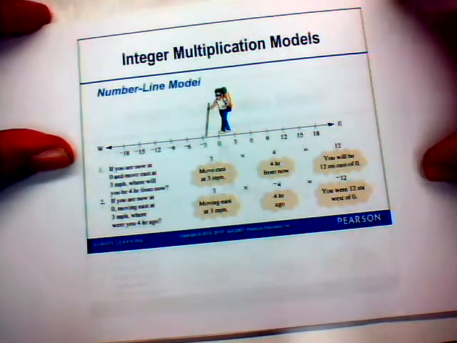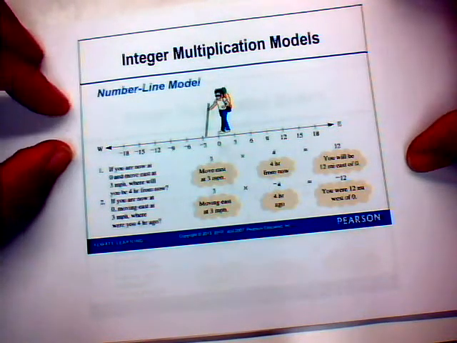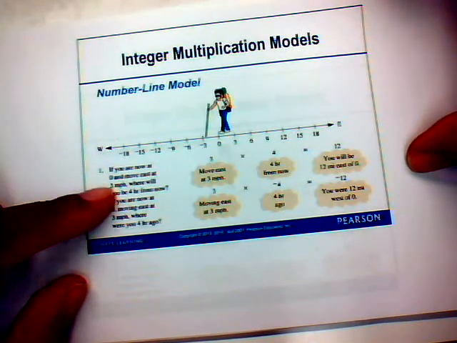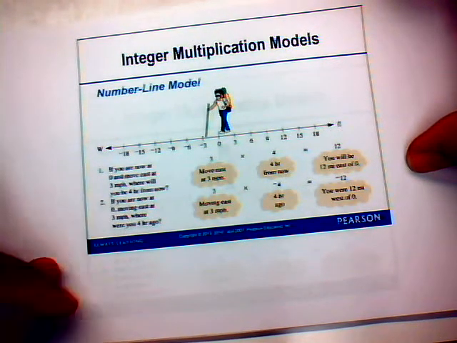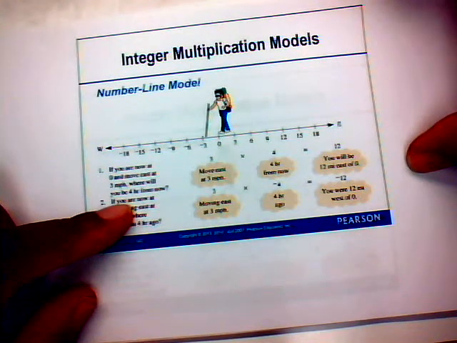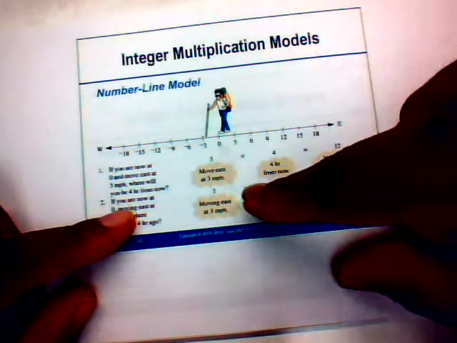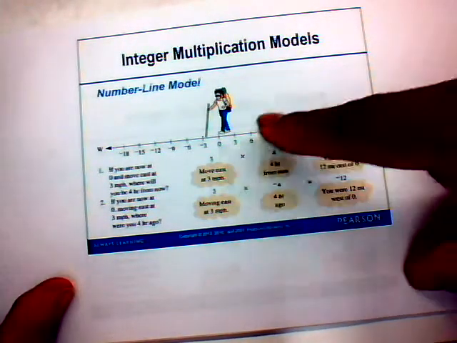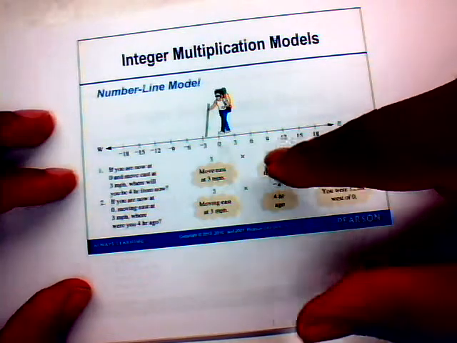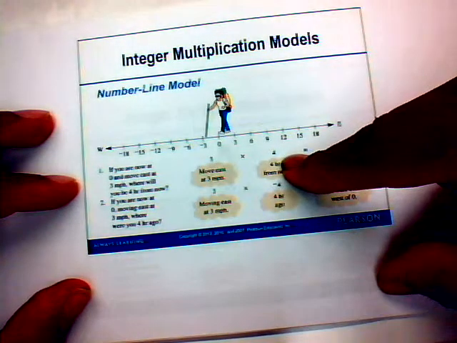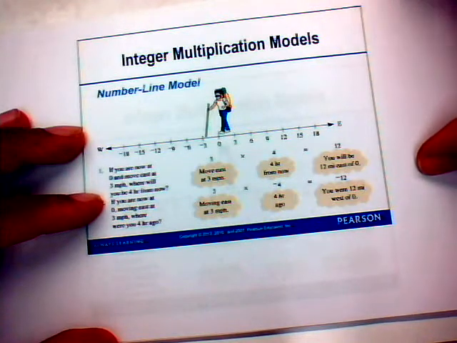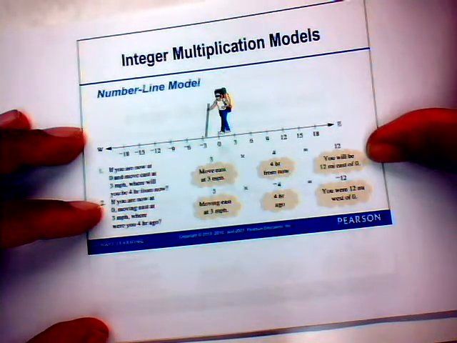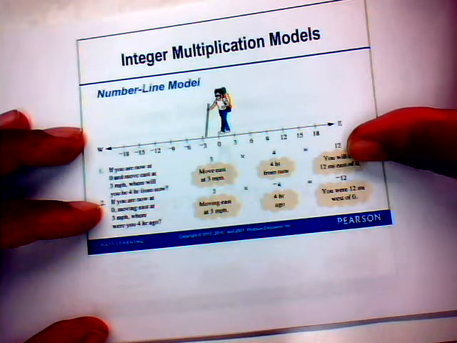So in this case, to represent 3 times 4, here's the situation. If you are now at 0 and move east at 3 miles per hour, where will you be 4 hours from now? You're moving to the east at 3 miles per hour 4 hours from now. That's positive 3 times positive 4, which will give you positive 12, which means you will be east of 0. You'll be 12 miles east of 0.